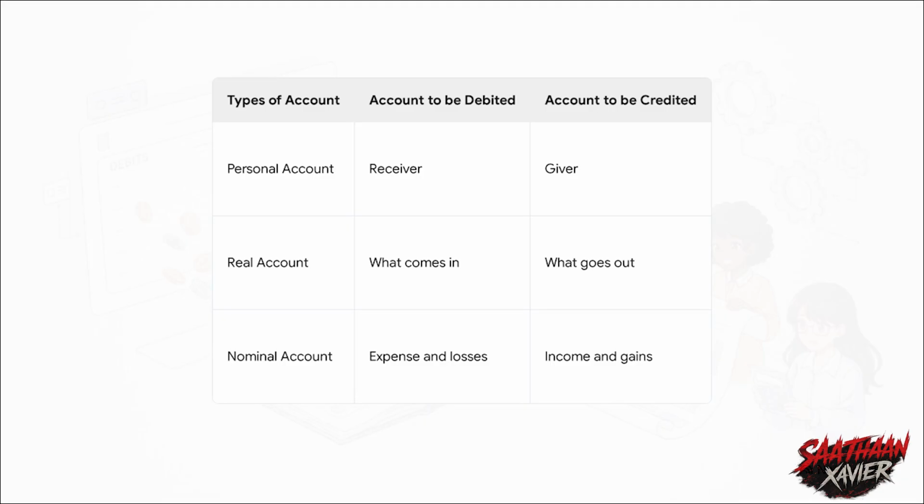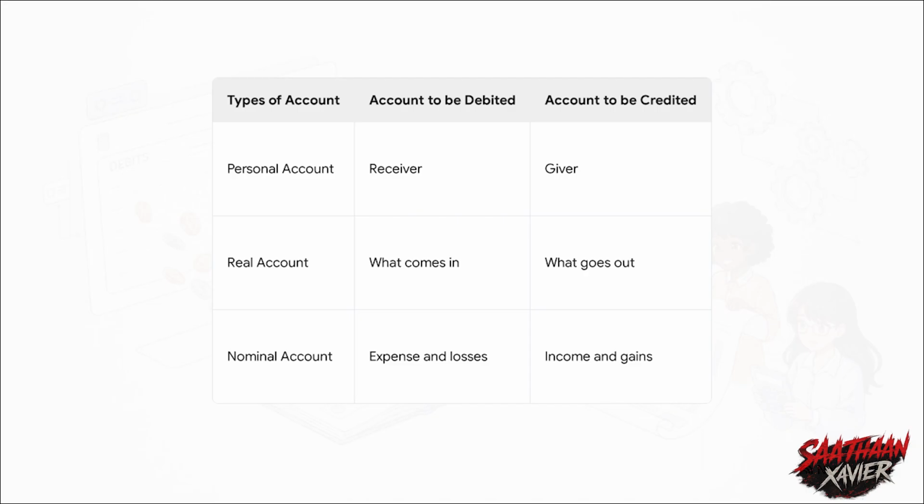Here's how it works. If the account involved is a personal account, you debit the receiver and credit the giver. If it is a real account, an asset, you debit what comes into the business and you credit what goes out. And finally, if it's a nominal account tracking your operations, you debit all expenses and losses and you credit all incomes and gains. Every single transaction you ever record follows these three simple rules.